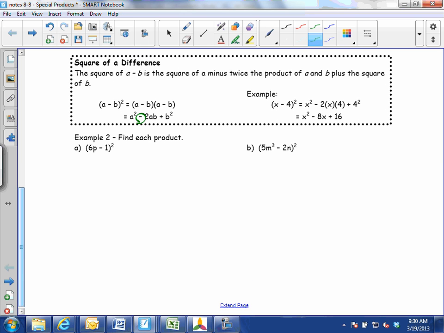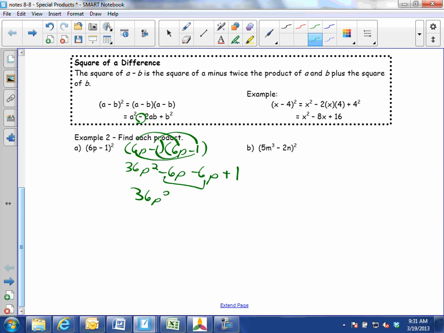Let's first go by FOIL. So I have 6p minus 1 times itself, 6p minus 1. If we were going to FOIL it, we would go 6p times 6p. Yep, 36p squared. Then we would go minus 6p minus 6p. And then what's a negative times a negative? Positive 1. And then we would put these together. And what would we get? Okay, so if we FOILed it, this is what we get.